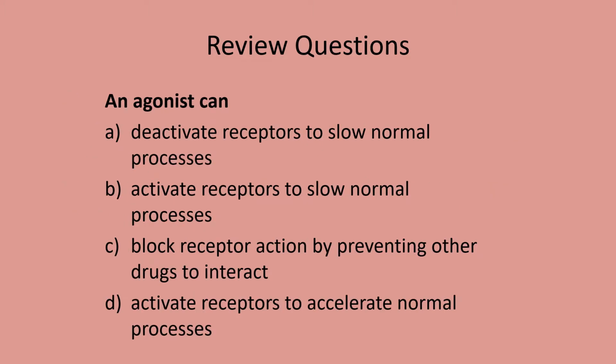What is an agonist? A, B, C, or D? So they activate receptors. So here I'm pressing on the gas pedal, right? I activate the gas pedal. And here I'm activating the brake pedal. So as long as you activate, you're an agonist. If you block, then you're an antagonist. If you deactivate, then you are an antagonist.